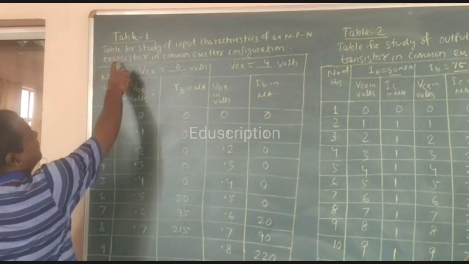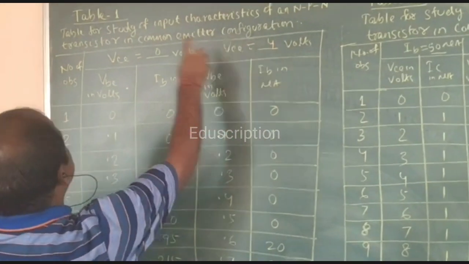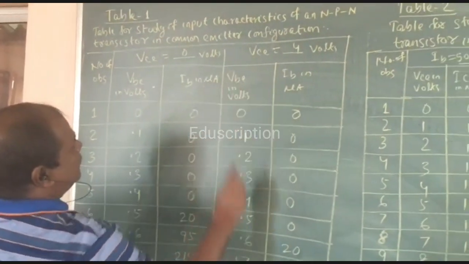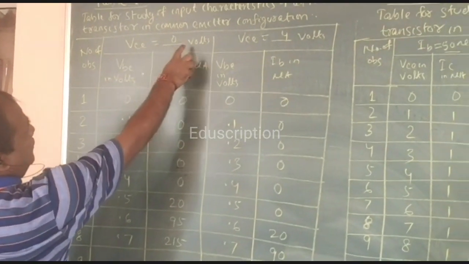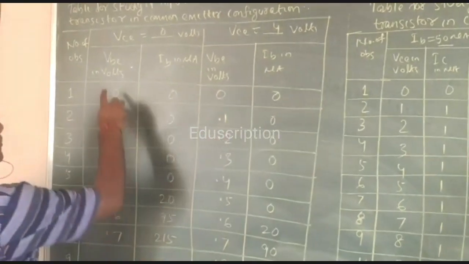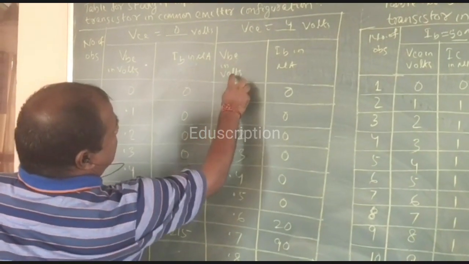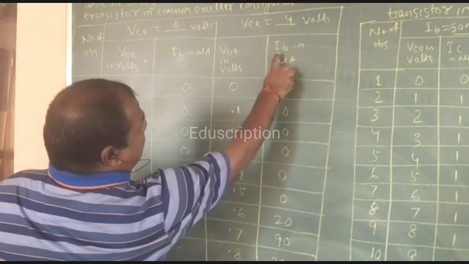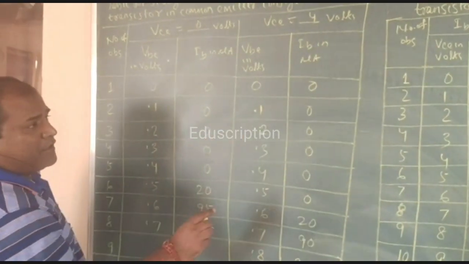Table 1, table for study of input characteristic of an NPN transistor in common emitter configuration. Number of observations, VCE equal to 0 volt, then VCE equal to 4 volt, and VB in volts, IB in microampere. Similarly, VB in volt for VCE 4 volt and IB in microampere. And these are the data we have taken from the experiment.